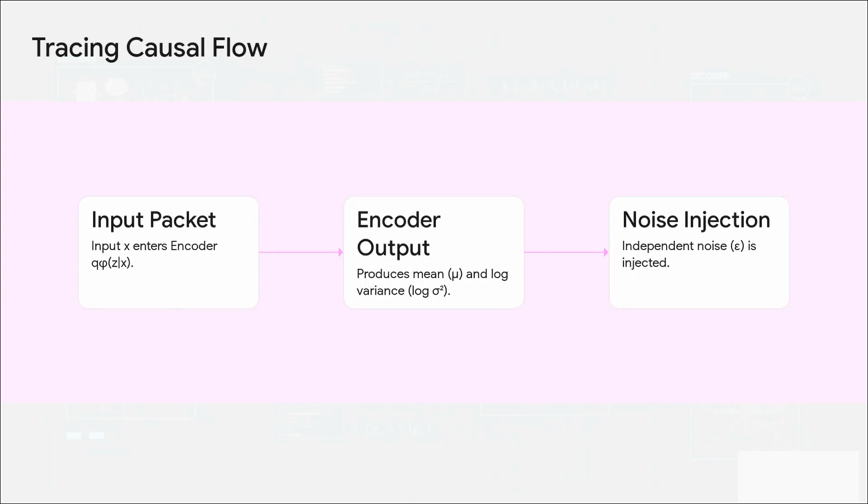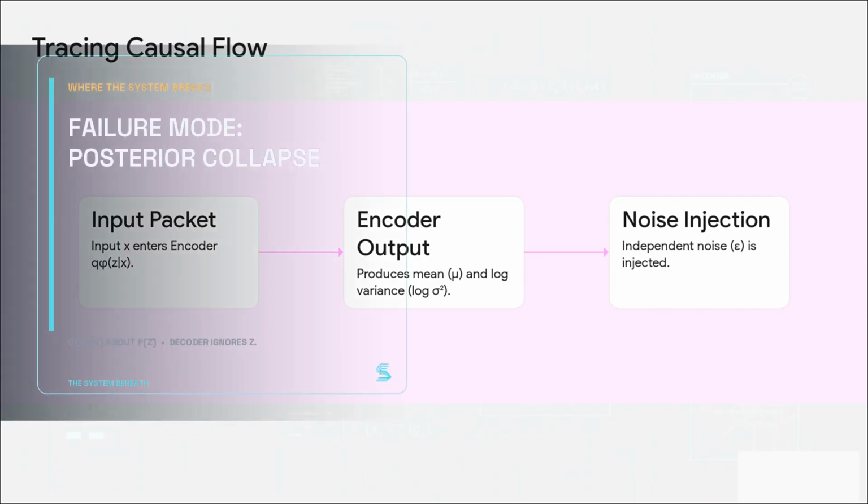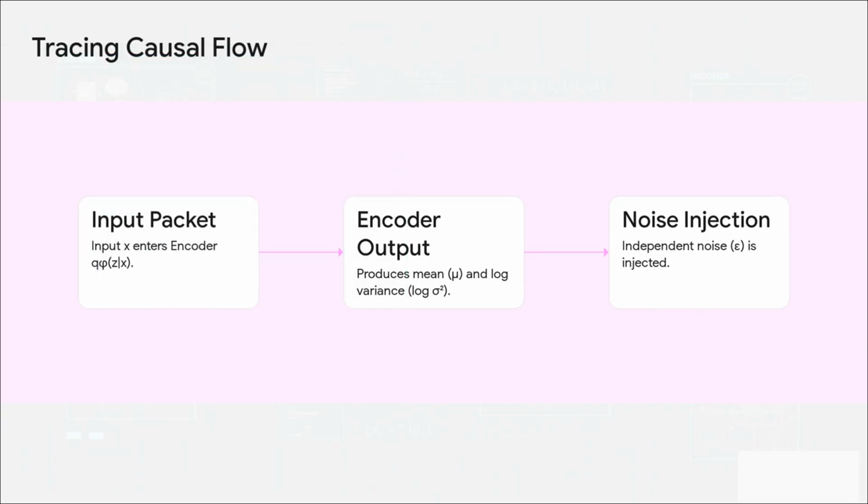The encoder consumes X and produces two absolutely critical outputs. It gives us a mean vector, called mu, and a log-variance vector, called log sigma squared. Together, these basically describe a probability distribution, a specific region in the latent space where this digit belongs. But here is our first amber warning. To actually make this system generative, we have to inject an independent packet of stochastic noise, called epsilon.